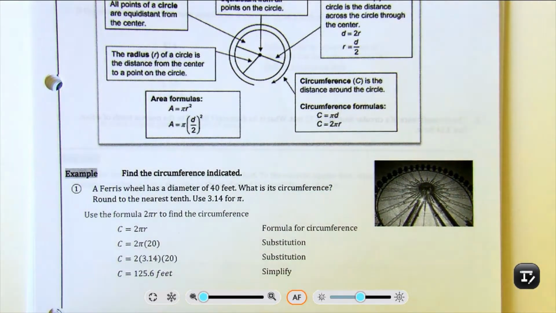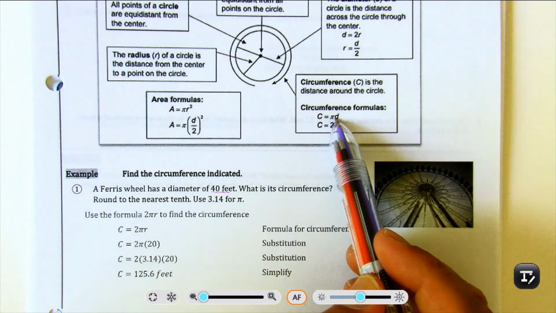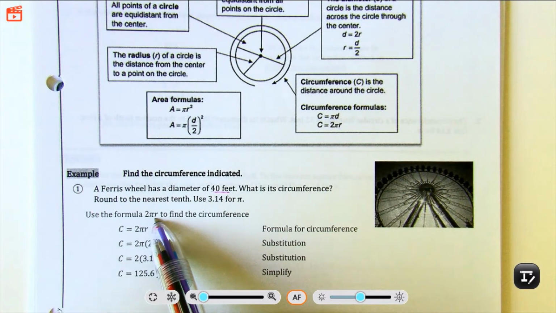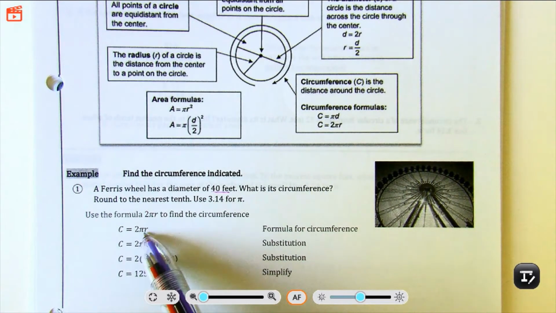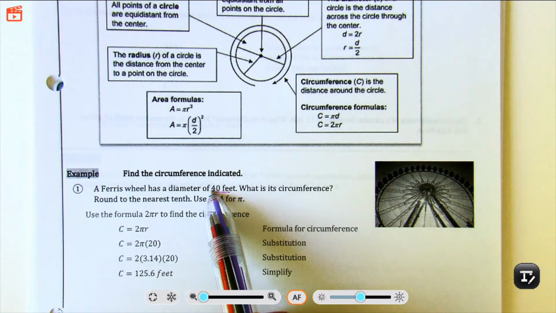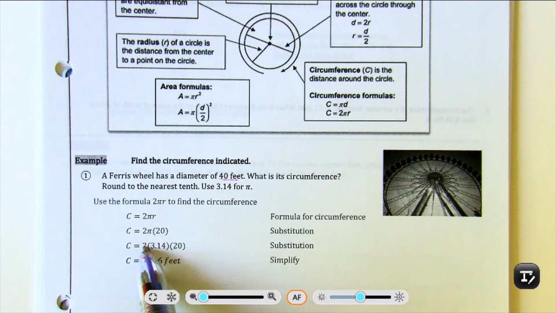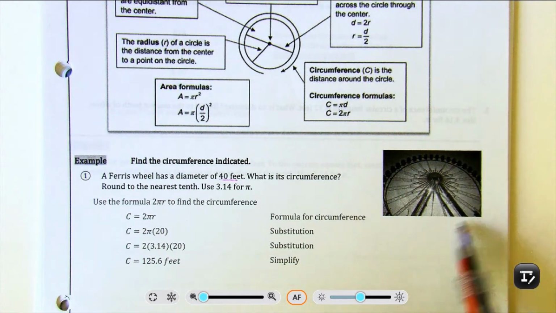Now, they give us the diameter. We could use this formula, pi times the diameter. They chose to use 2 pi r, but in order to use this formula, we have to remember that the radius is half the diameter. So if the diameter is 40, the radius is 20. Then we have 2 times 3.14 times 20, and we get 125.6. And that's our answer. So the length of the circle, the circumference, is 125.6.